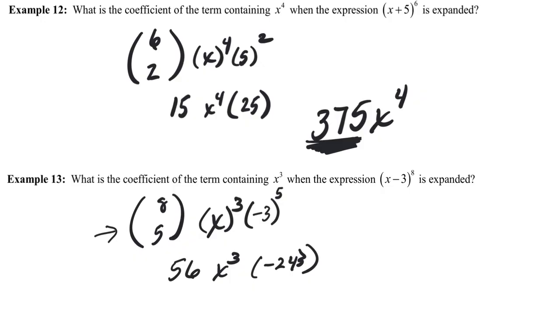And I multiply that by negative 243, and I get negative 13,608 as my coefficient. If you want to, you put x to the third right there. All right, there we go.